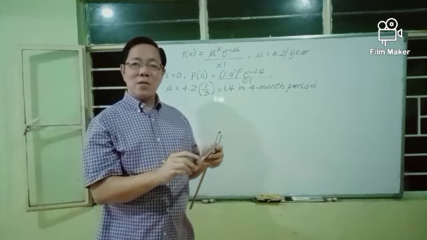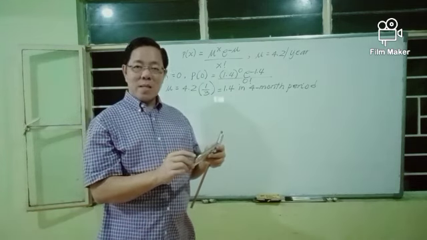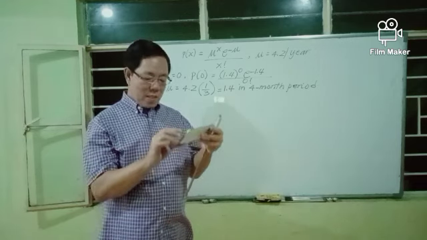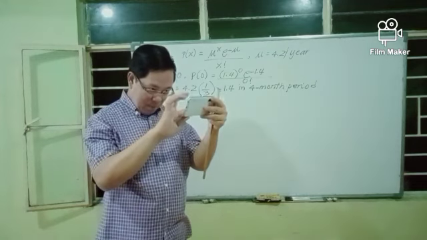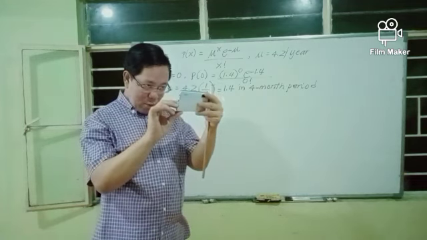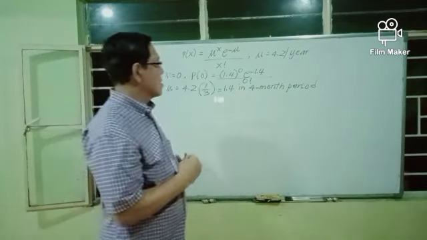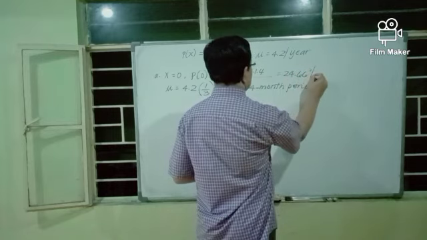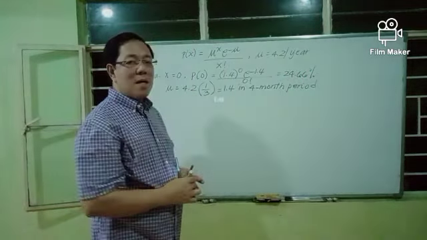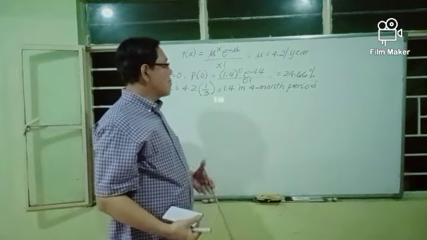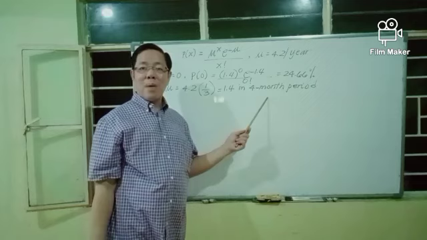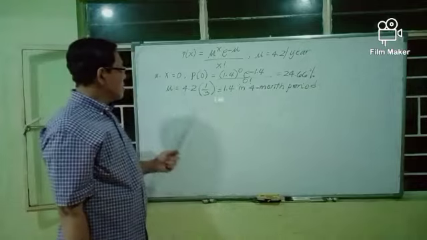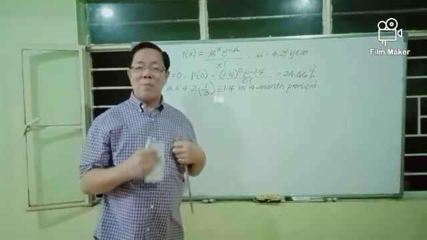And the answer in your calculator, you multiply that by 100 and then you round it off to 2 decimal places and the answer should be in percentage. And you should get 24.66%. Hence, in a given 4-month period, the probability that there will be no power outages is 24.66%. In letter B, we are asked to find the number of outages.